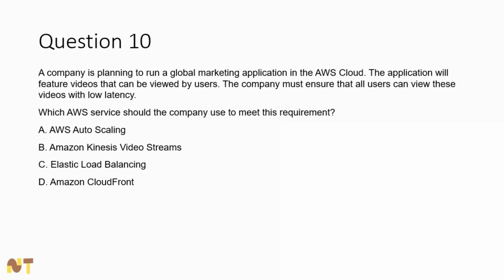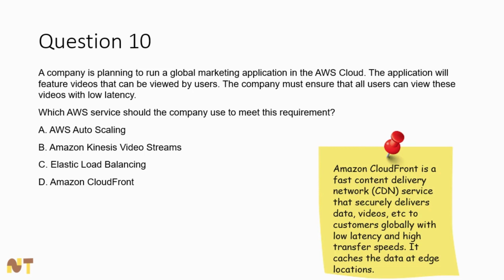So let's understand the requirement here. The company wants to run an application globally to deliver the content with low latency. So here, Amazon CloudFront is the correct option. CloudFront is a content delivery network that speeds up the delivery of static and dynamic web content such as HTML, CSS, JavaScript, images, as well as videos. So the correct answer is D, CloudFront.